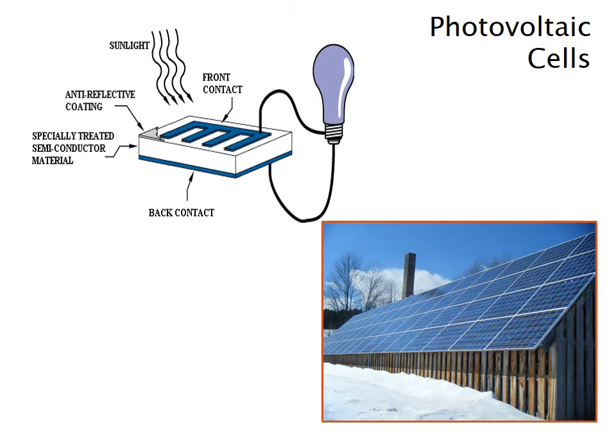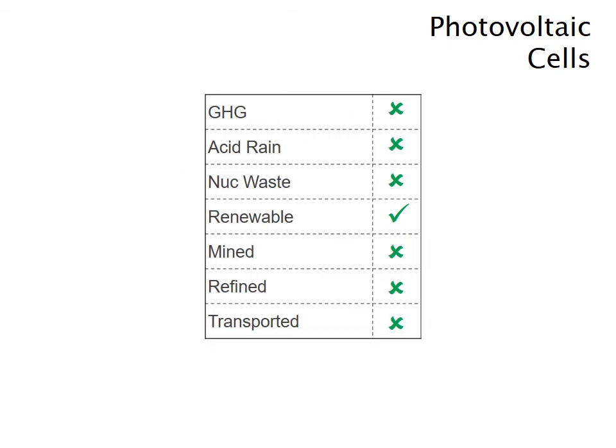Photovoltaic cells take sunlight and through a chemical process turn sunlight directly into electricity. The advantages are the same as the previous. No greenhouse gases are produced, there's no acid rain or nuclear waste, it is renewable. We do not need to mine, refine, or transport materials to the facility.